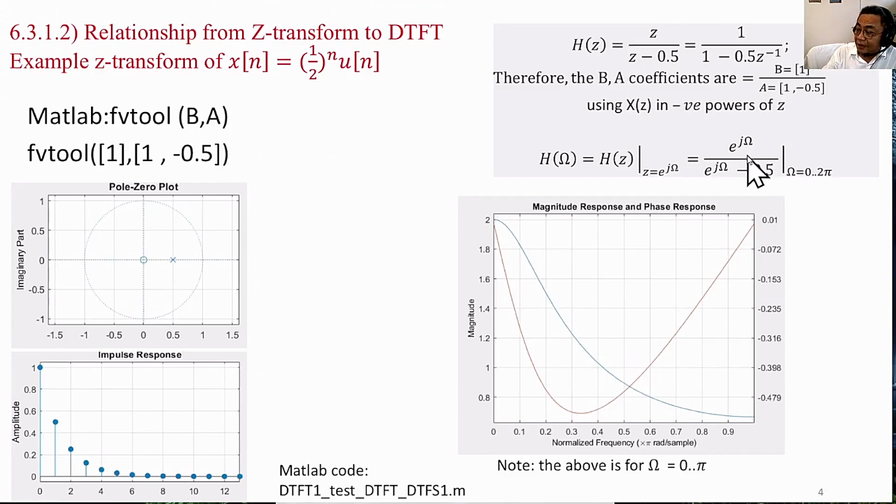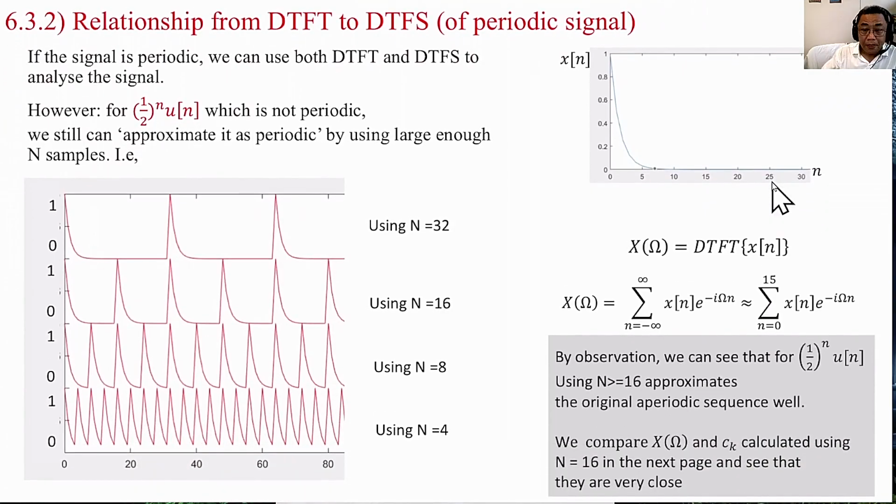I've updated the slides. This coefficient was wrong, so it's supposed to be e to the power j omega minus 0.5. The slides have been updated, and now we can continue to the next page. In this page, we are going to talk about the relationship between DTFT and DTFS.